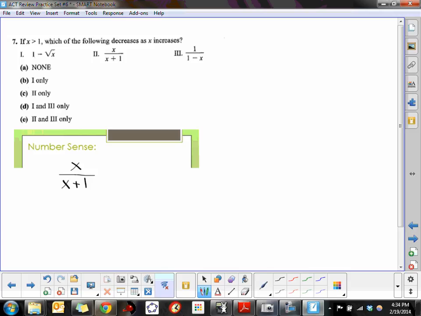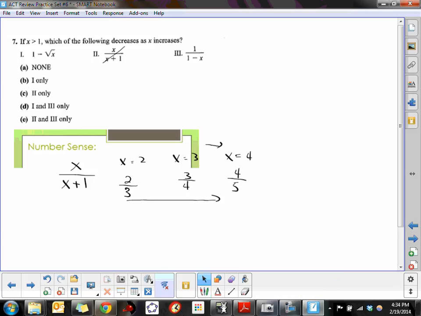So as long as x is greater than 1, such as, what if x is a 2, then it's going to be 2 over 2 plus 1, or 2/3. When x is a 3, that's 3 over 3 plus 1, or 3/4. If x is a 4, then that is 4 over 5. Now these numbers are not getting smaller, these numbers are increasing as x's are increasing, so this one I'm going to rule out. That doesn't work.